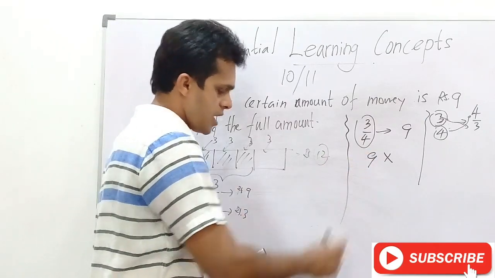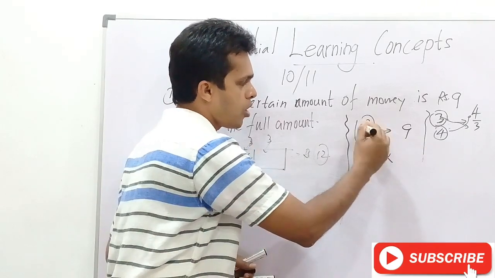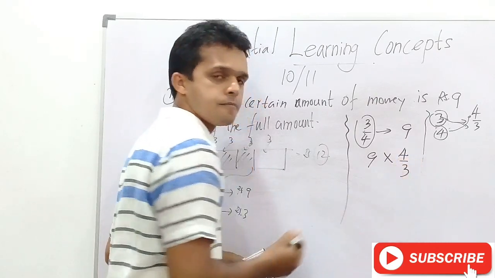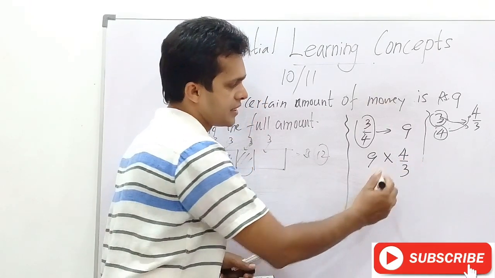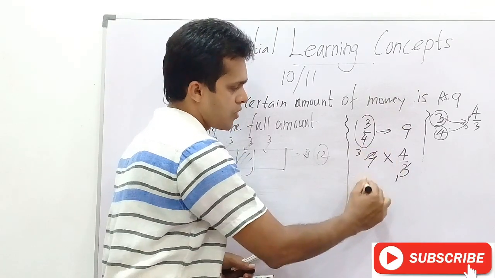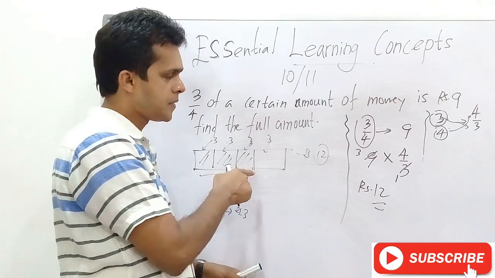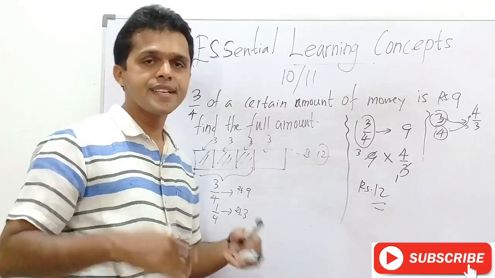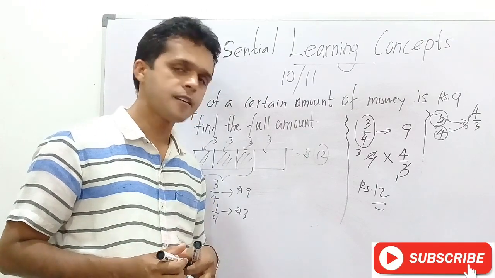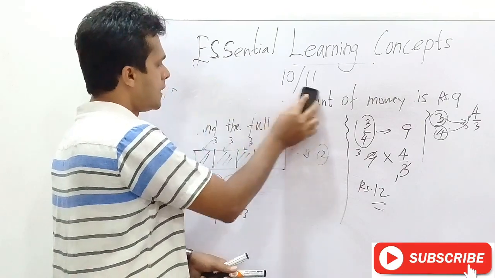Okay, so 9 is multiplied by the reciprocal of 3/4. The reciprocal of 3/4 is 4/3. Now simplify. 1 time 3 times, 3 times 4, 12. We have got the same outcome using this method. I suggest you use this method in the test. The other sum is this.